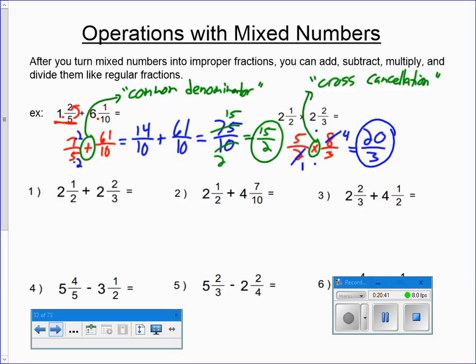Alright, if we did a division problem, again, you'd follow the same process. You'd first turn it into two fractions, then you take that second fraction, flip it over, and multiply across the top and bottom.